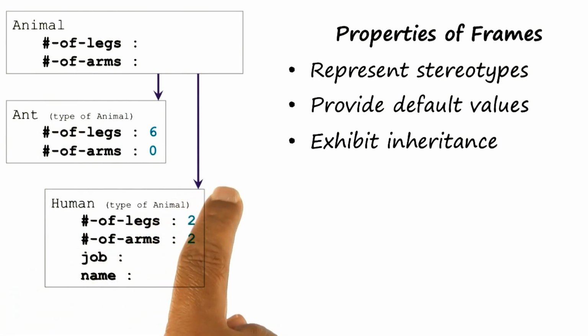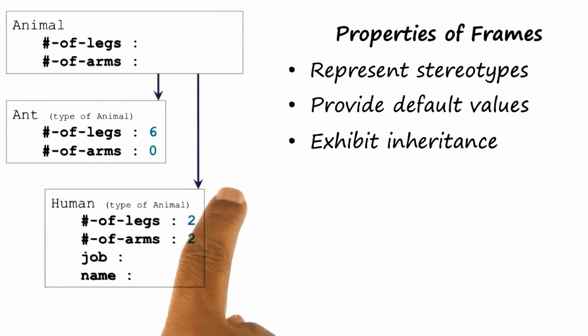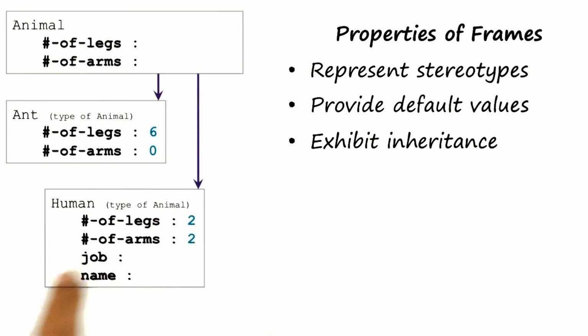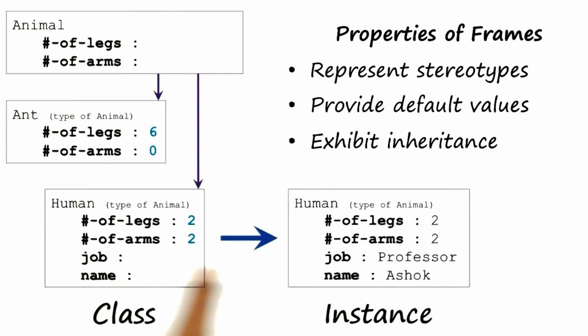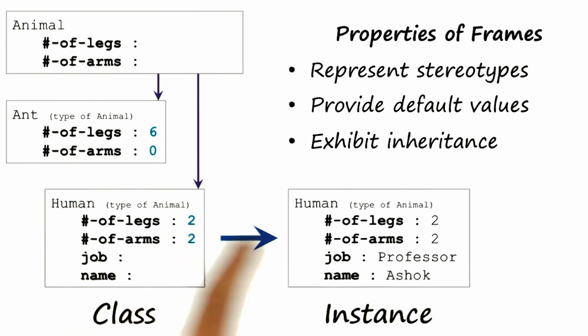Of course, when I specify the subclasses, when I go down this frame hierarchy, I may keep on adding additional slots. So for a human, I may also add the job and the name. These classes then may have instances. As an example, Ashok is the name of the person and the job is a professor. And so these instances are also inheriting all the slots and the slot values from the class.